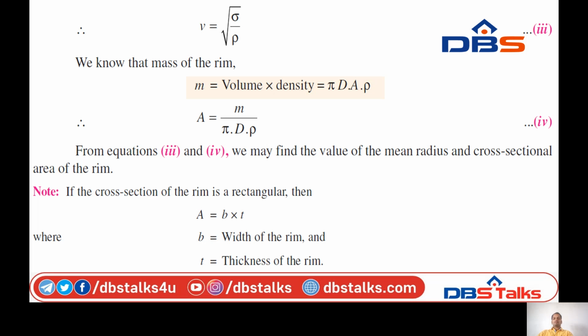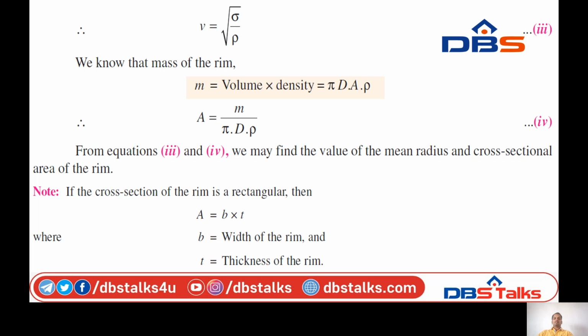We know that the mass of the rim is equal to volume into density, pi d A into rho. Then the area A is equal to m by pi d rho. By equating these two equations, the third and fourth, we can find out the value of the mean radius and the cross sectional area of the rim.